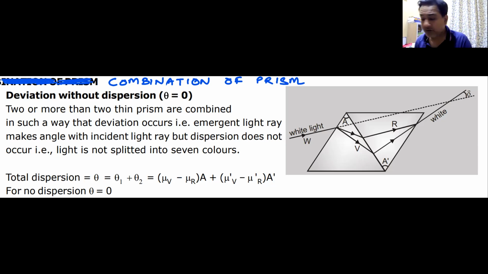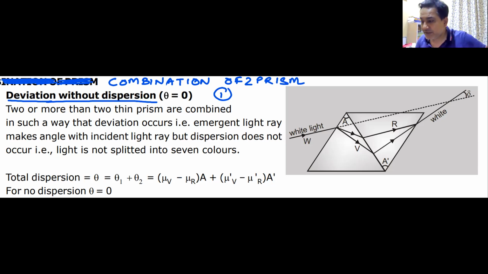There can be infinite combinations. Remember, we are talking about combination of two prisms, so I must write here combination of two prisms. That is a better heading. Now, they can combine in different ways, but these are only two combinations that we are going to talk about. Number one is known as deviation without dispersion.